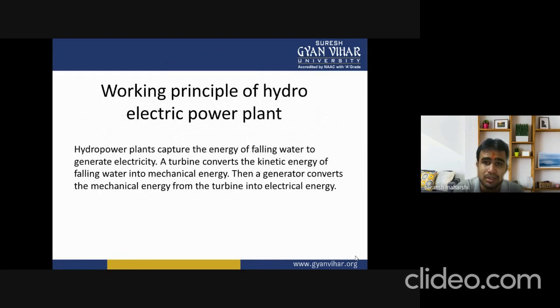Working principles of a hydroelectric power plant. Hydroelectric plants capture the energy of falling water to generate electricity. A turbine converts the kinetic energy of falling water into mechanical energy. Then a generator converts the mechanical energy from the turbine into electrical energy.